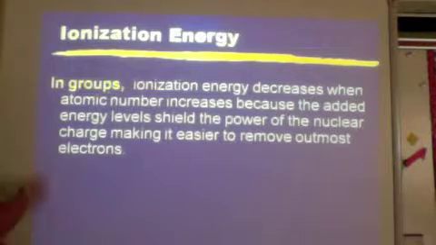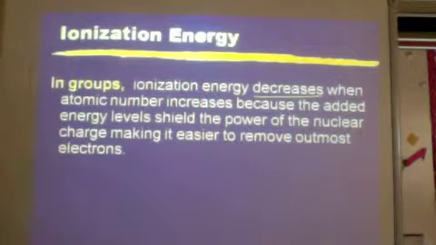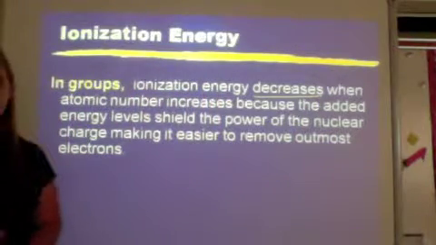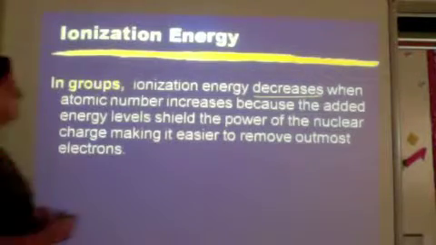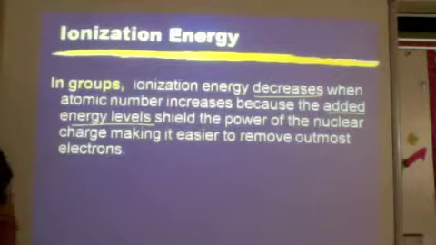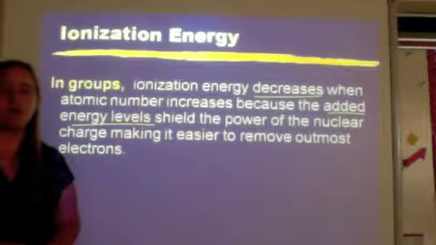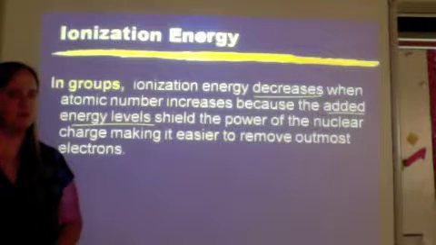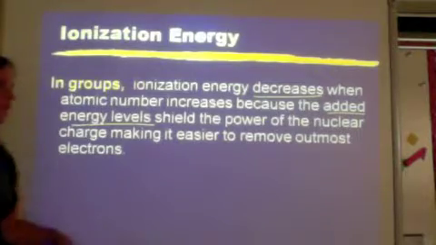So as you go down the group, ionization energy decreases. So as you go from Na to Cs, it goes down. Now the reason why is because of the added energy levels. Because remember, hydrogen only has 1 energy level, and then if you go all the way to Fr, it has 7. So what's happening there is the higher the energy level, the further away it is from the nucleus.